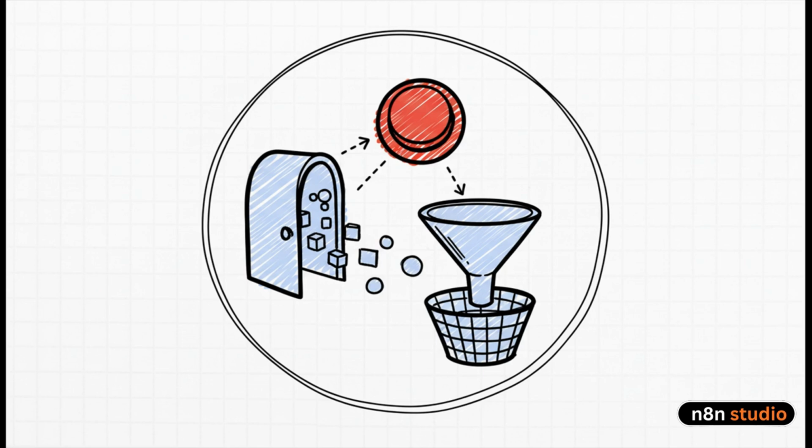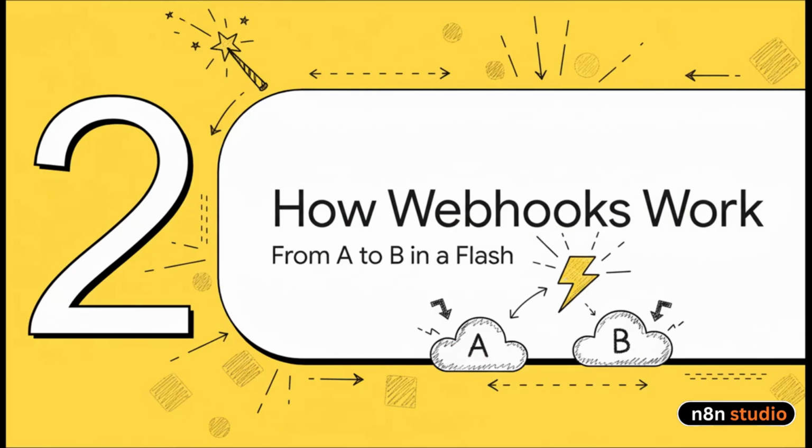But forget the jargon for a minute. The best way to think about it is like this. It's three things rolled into one. It's a dedicated door that lets data right into your workflow. It's the trigger that instantly starts everything up. And it's a data receiver that catches all the information being sent. A door, a trigger, and a receiver. Simple.